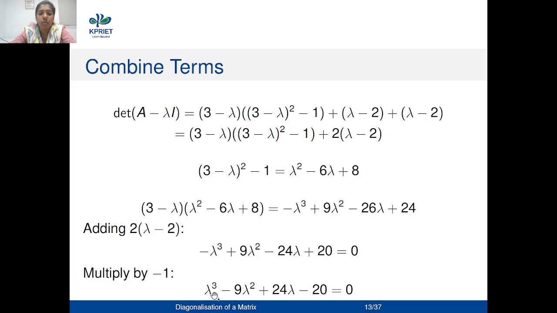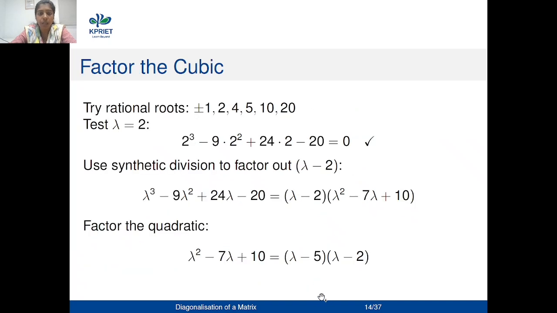Now I have to reduce this cubic equation to linear factors. The shortcut trick to find a factor is to look at the constant number and find the factors of that number. Here the constant number is minus 20. I want to find the factors that divide minus 20. So the numbers are plus or minus 1, plus or minus 2, plus or minus 4, plus or minus 5, plus or minus 10 and plus or minus 20.